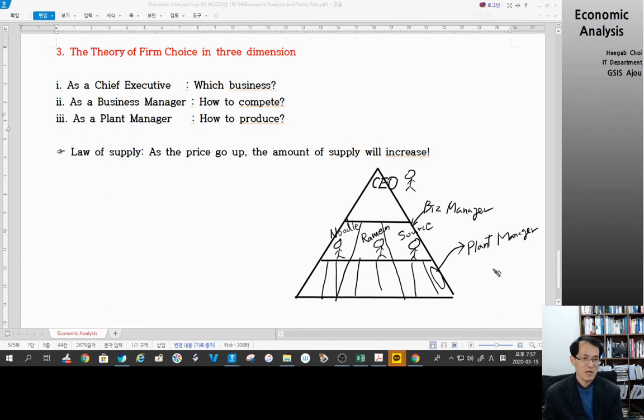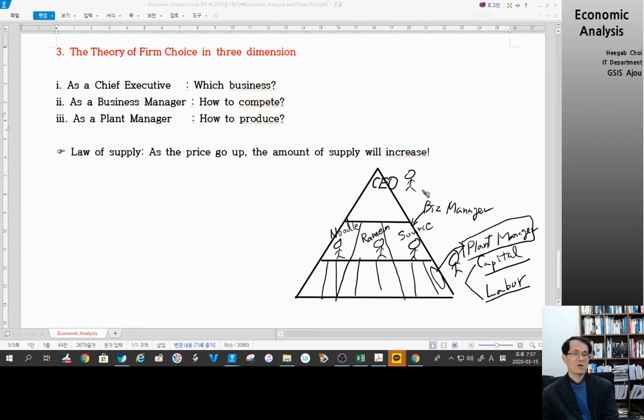In each plant, we have machines, so-called capital, and we also have labor, the human resources. Using this capital and labor, the plant manager produces sauces, ramen, and noodles, right? So we have here the plant manager. That's all about businesses. And let me think of what the CEO does, what the business manager chooses, and what the plant manager does.